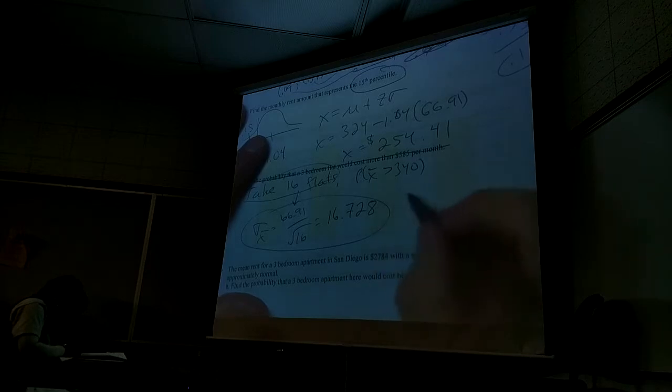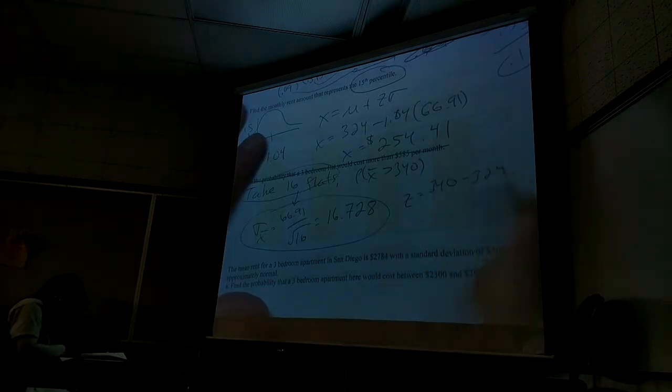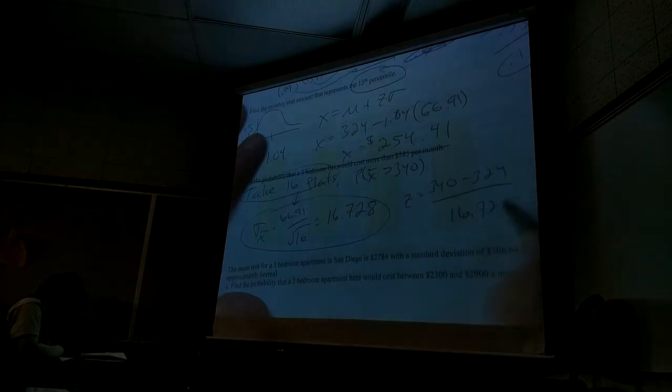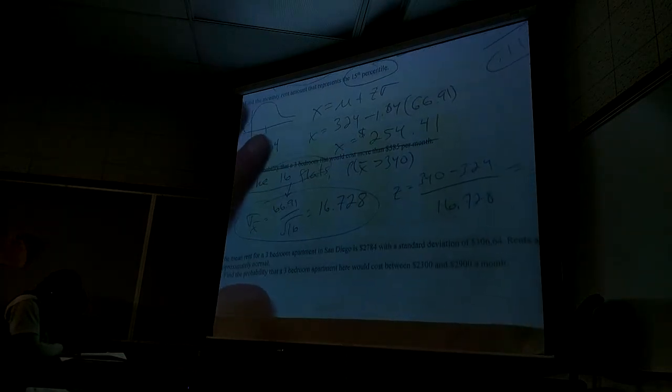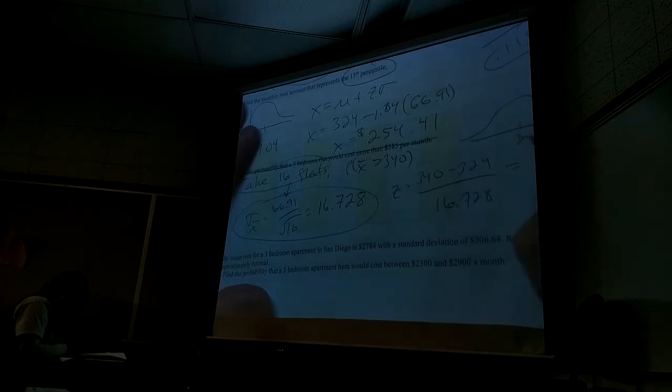Where am I? Okay, so now I can make a z-score. So 340 minus 324 divided by this new standard deviation. What do you guys get for that? 0.96? Yes. Okay, let me draw a little picture for us. Here's my 324, here's my 340. I want more than that, so when I look at 0.96, I'm going to get that.